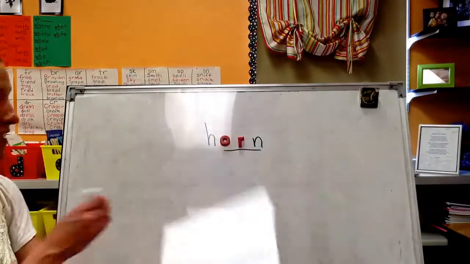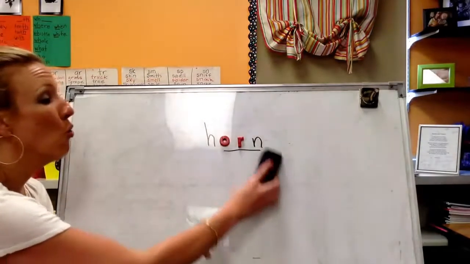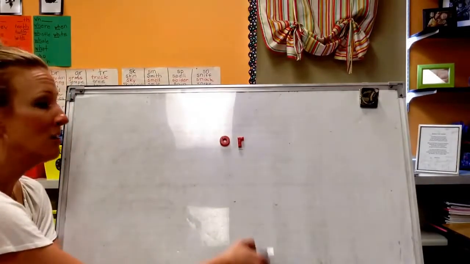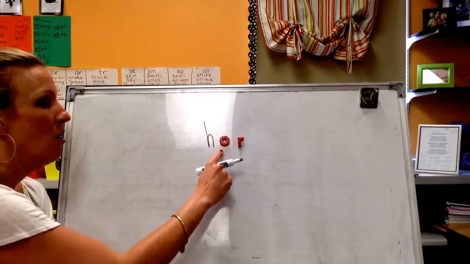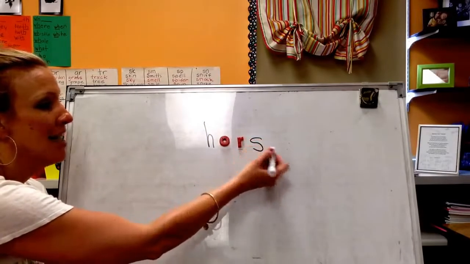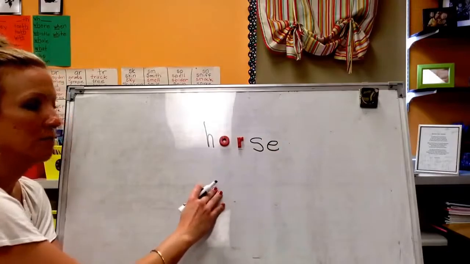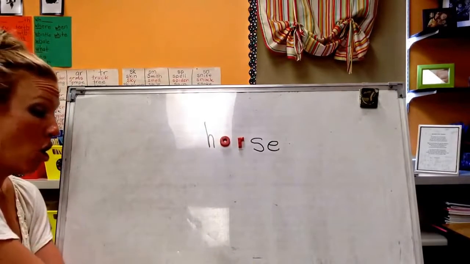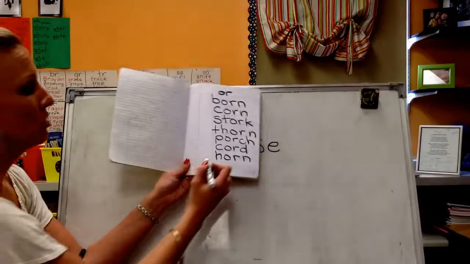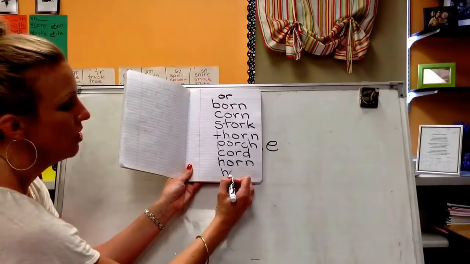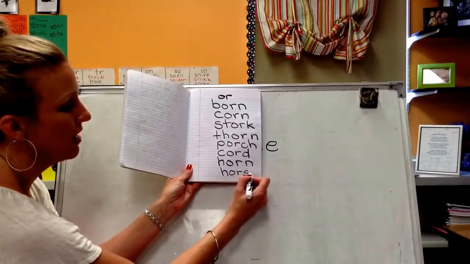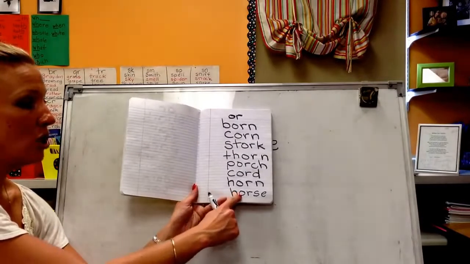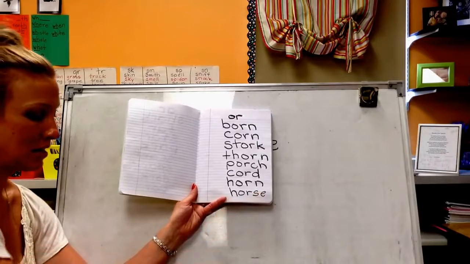Okay, and finally, the last word that we're going to make is the word horse. Horse. Okay, so I hear an H first, orse. And there's actually an E at the end that I don't hear. Okay, but when I hear or, I wrote it as O-R. So let's go ahead and write horse in your word study notebook, please. H-O-R-S-E, horse. Please write that. H-O-R-S-E, horse.